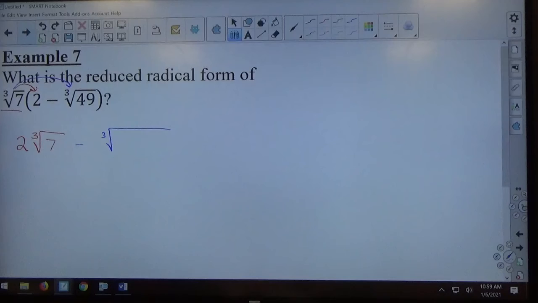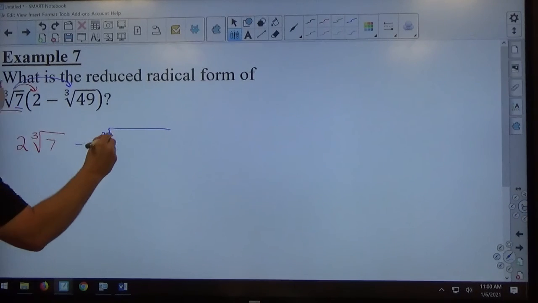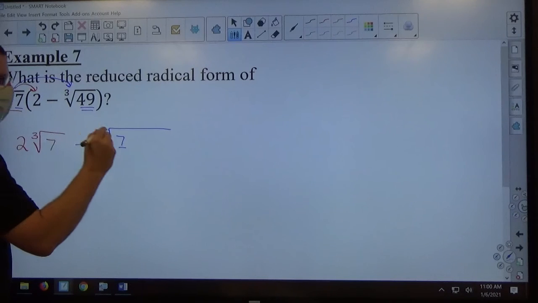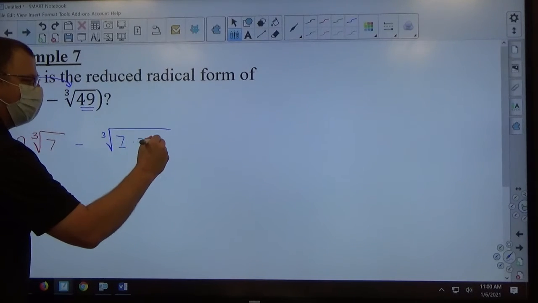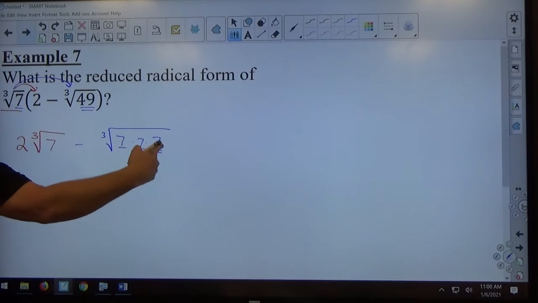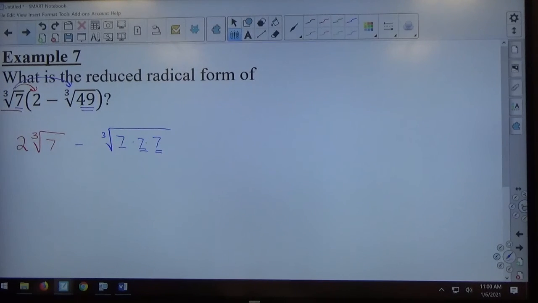Instead of multiplying 7 times 49 to get 343, instead of doing that, I'm going to break down more. All right, so 7 is prime, right? 49 is what times what? 7 times 7 is 49, right? So 49 is 7 times 7, this bit, being multiplied by 7, that bit.